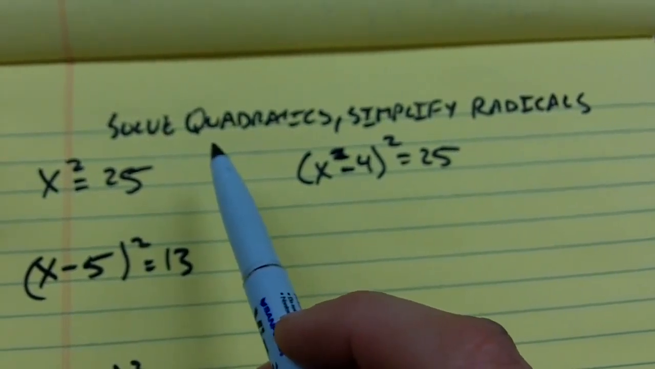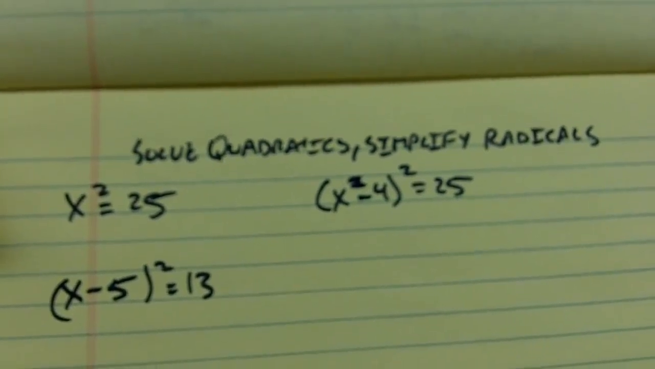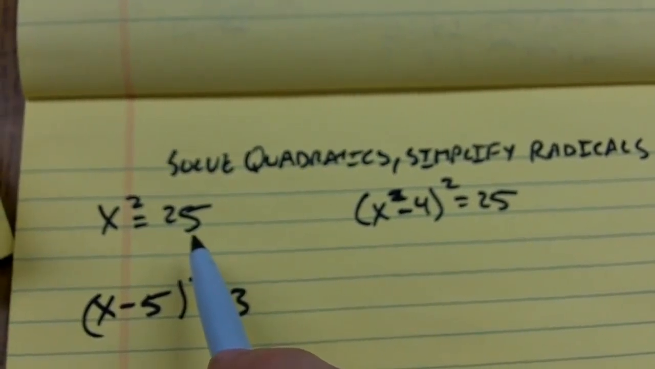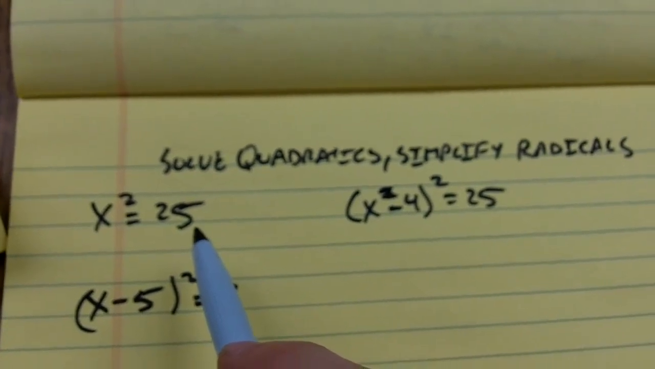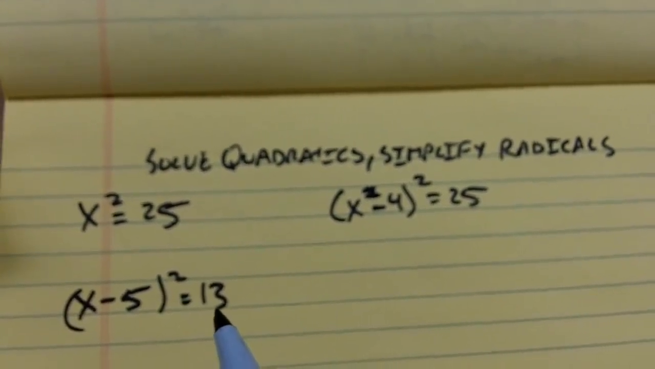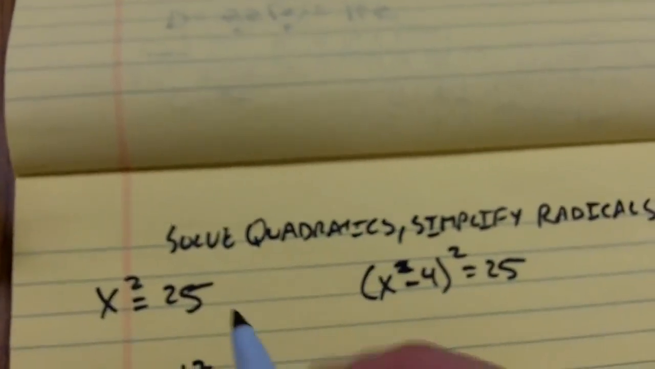Alright, in class today we went over solving quadratics and simplifying radicals. We would like to look at this again, make sure we know what we're doing for solving quadratics, simplifying radicals. The first thing we did was we looked at things with perfect squares, because if there's perfect squares, we can use square roots to solve this thing.